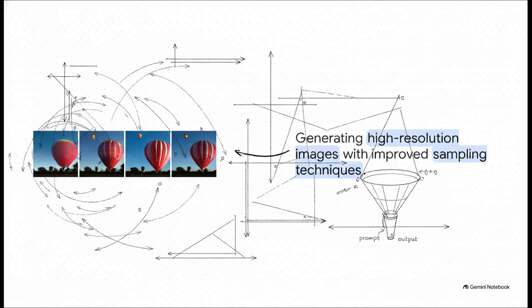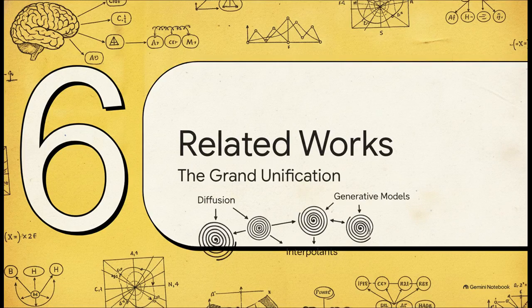This guidance fundamentally alters the trajectory toward perceptual relevance, and the result? You get these stunning, highly scaled outputs, like these hot air balloons. The model isn't just guessing what a balloon looks like, it's mathematically forced to follow the trajectory that maximizes the features of the prompt. And finally, Section 6. Connections to Related Works. The Grand Unification.